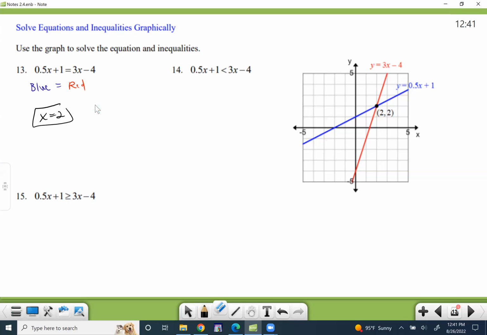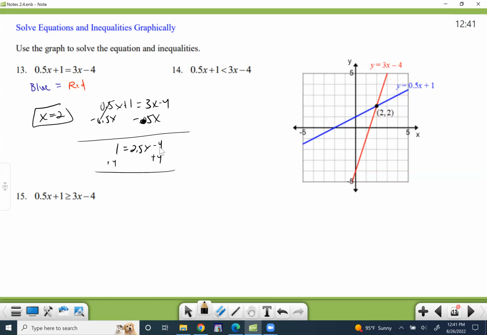But remember, if you were to actually go in and solve this, I'm just going to quickly do it so people understand what I'm talking about. I would subtract 0.05x. 3 minus 0.5 is 2.5. You would add the 4 over, and then 5 equals 2.5x. Then we would divide by 2.5, and it just so happens to go in twice. See how you get x equals 2. When you solve these equations, in the end, you always get x equals something.